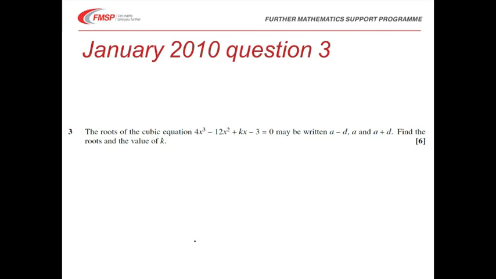Okay, one last question which is a little bit quicker than the previous one. This time our 3 roots are related to each other. They form in fact an arithmetic progression. We've got to find those roots and we've also got to find this value of k there.